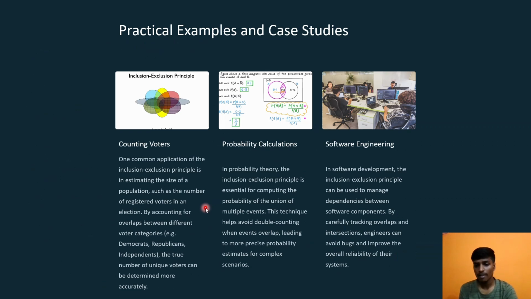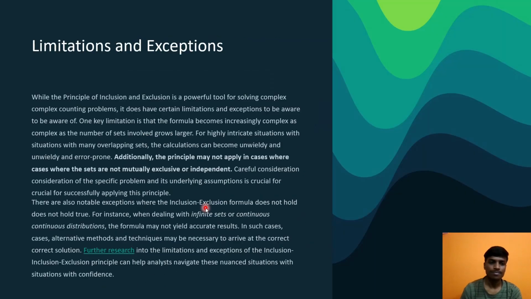In software development, the inclusion and exclusion principle can be used to manage dependencies between software components. By carefully tracking overlaps and intersections, engineers can avoid bugs and improve the overall reliability of their systems.